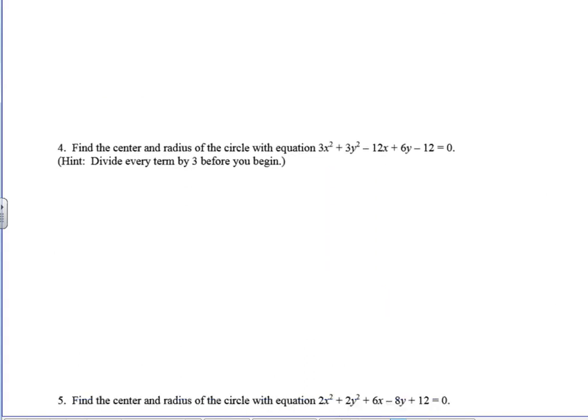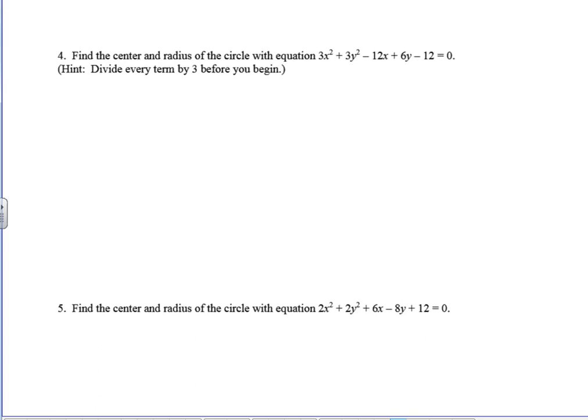Okay. Now, a little bit different in 4 and 5. We've got an extra thing here. And so, find the center and the radius.